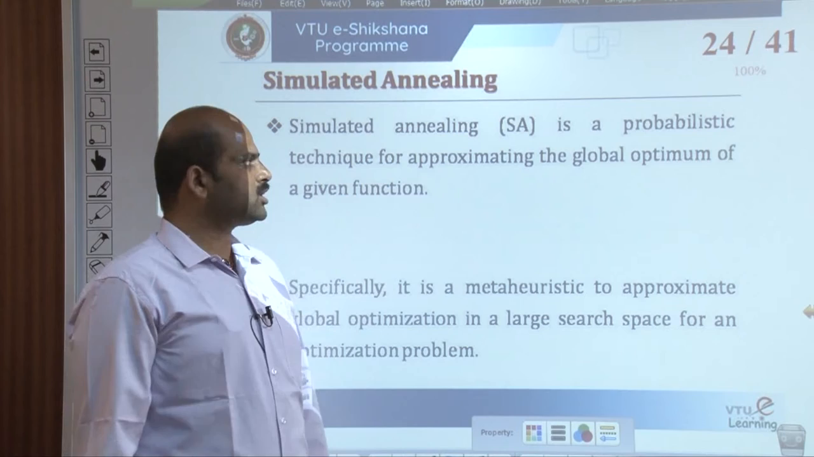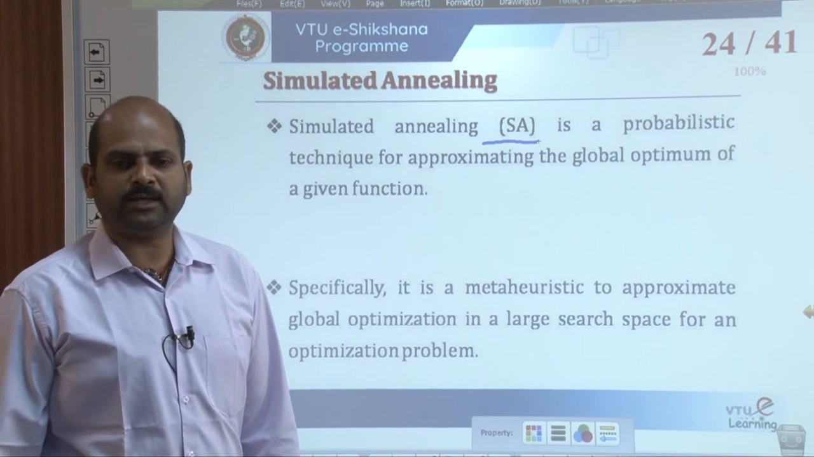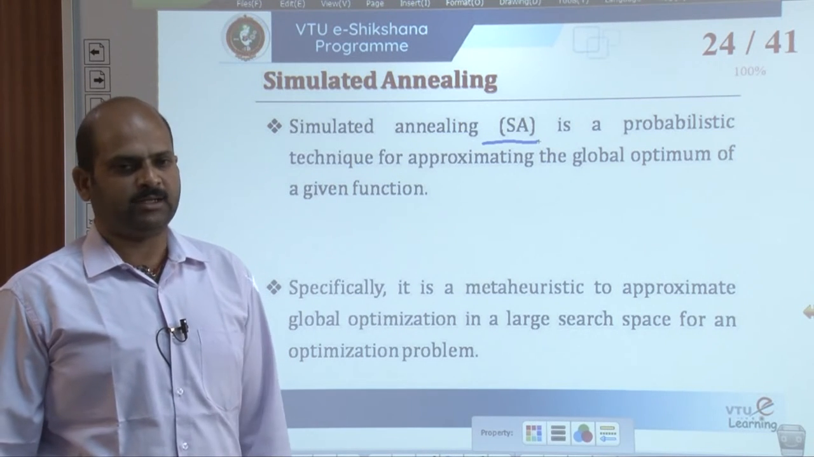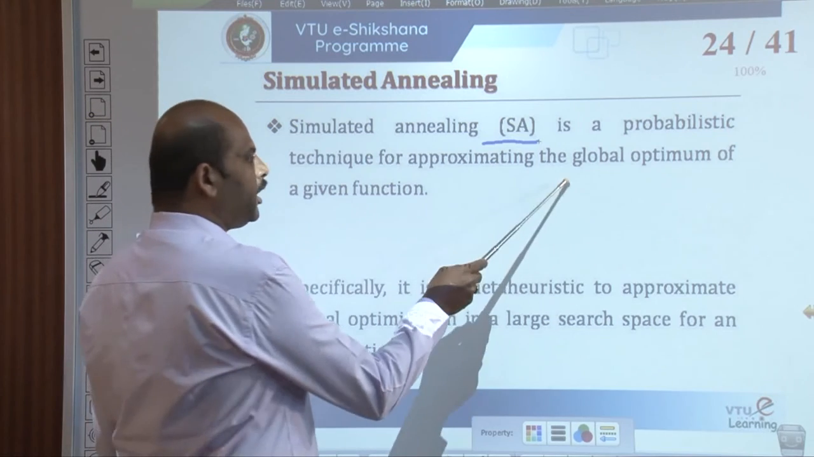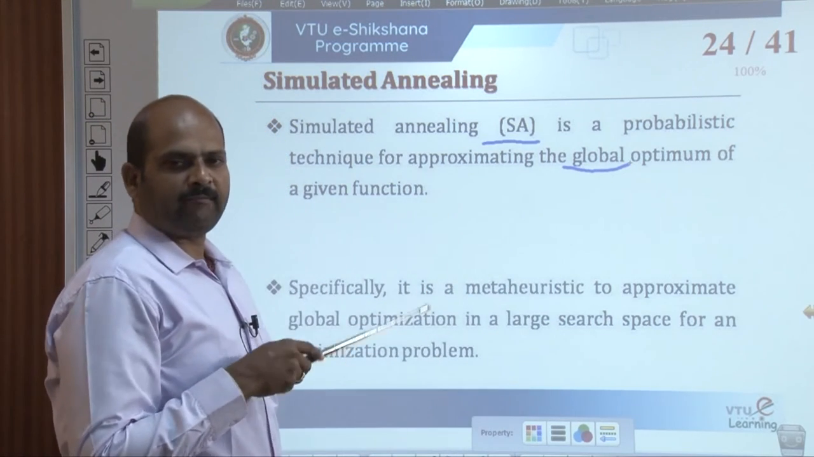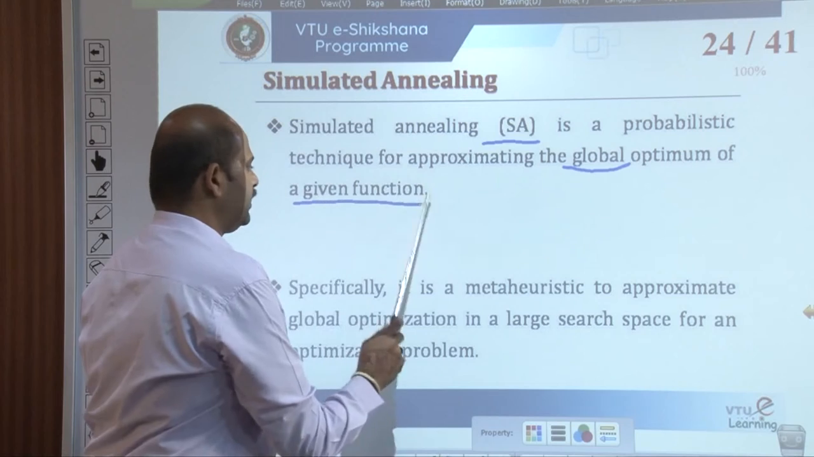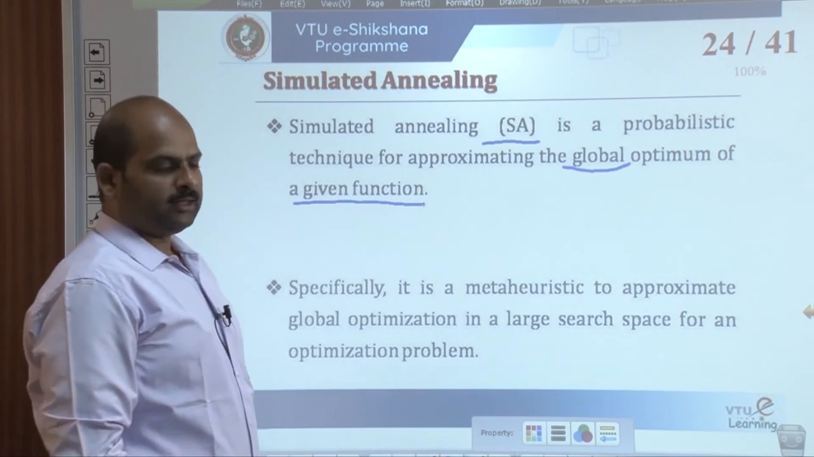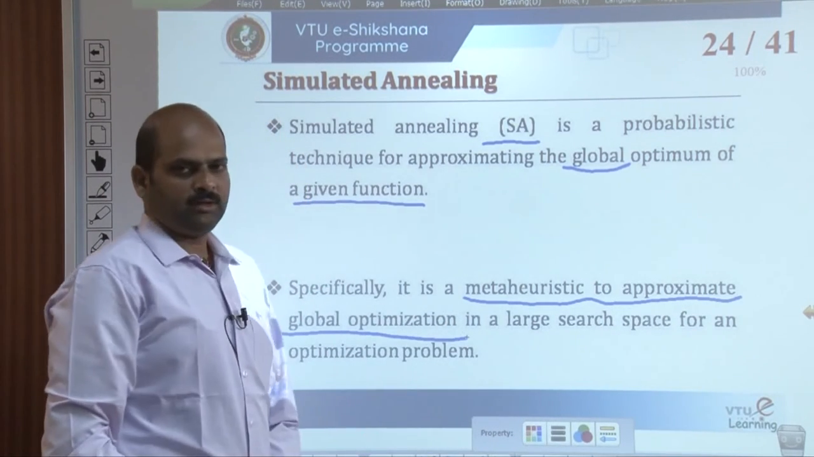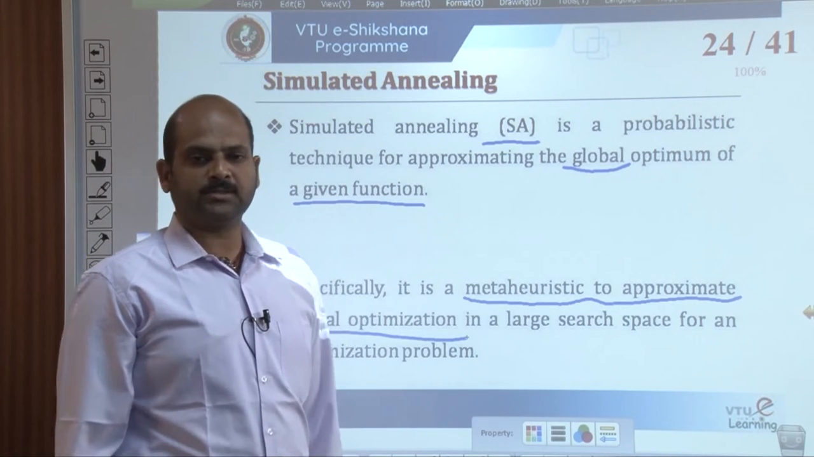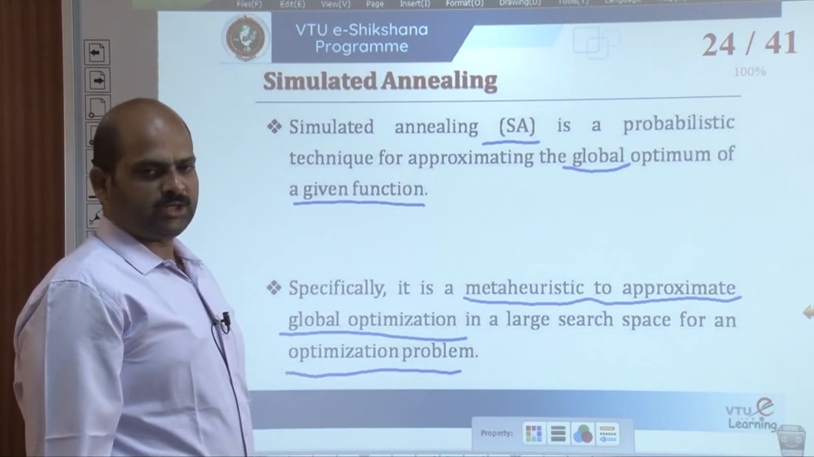Simulated annealing, or SA for short, is a probabilistic technique for approximating the global optimum of a given function. Whichever function we take is optimized with global parameters. As I already said, we look for a global minimum value, so that we make a global optimization of the given function. Specifically, it is an approximate global optimization in a large search space for an optimization problem.